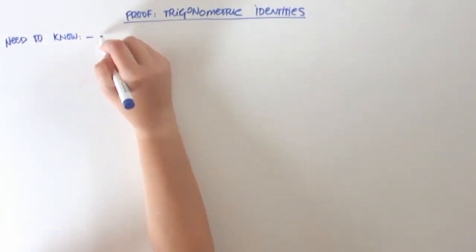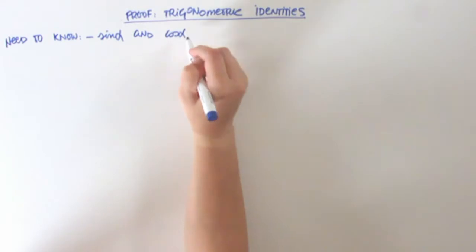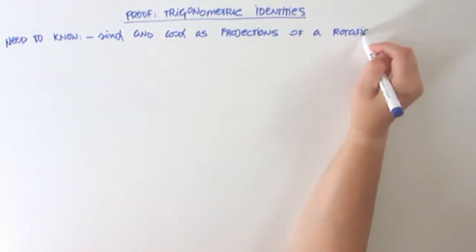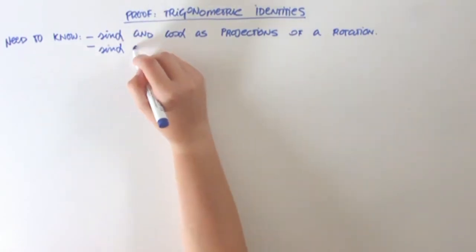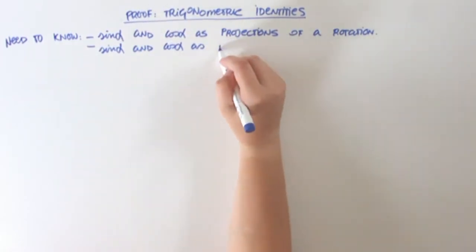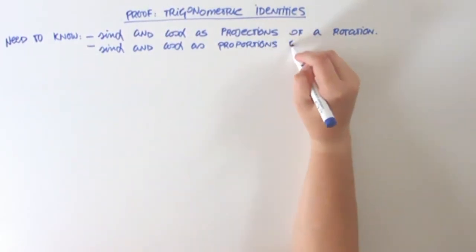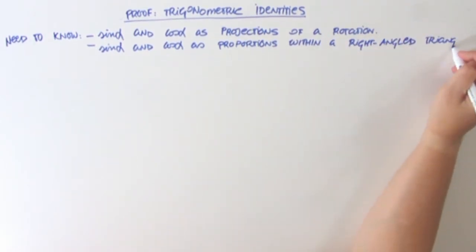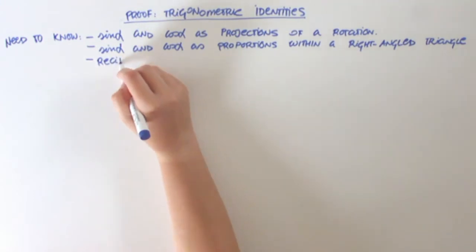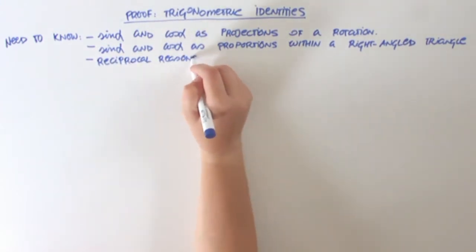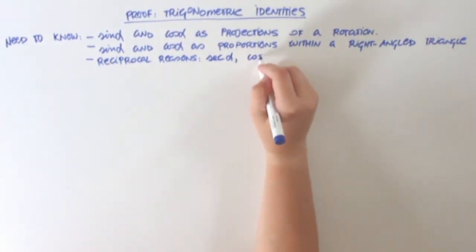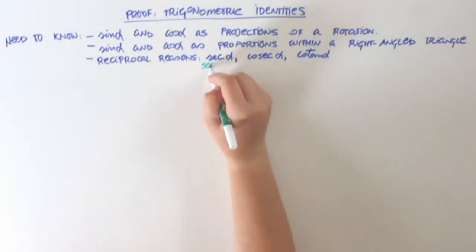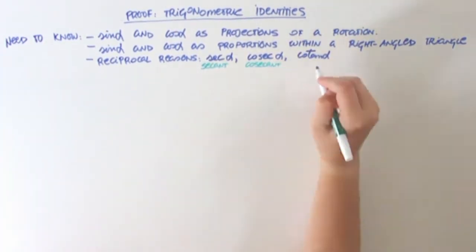Before getting started, there are a couple of things I need to know. I need to know the functions of the sine and the cosine of an angle as projections of a rotation. I need to know them as proportions within a right angle triangle, and I need to know the reciprocal reasons. Remember that when we see sec of alpha, cosec of alpha, or cotangent of alpha, it's the secant, the cosecant, and the cotangent.